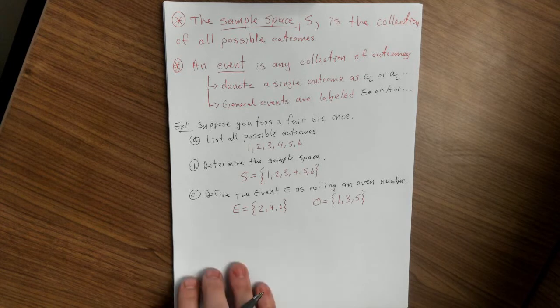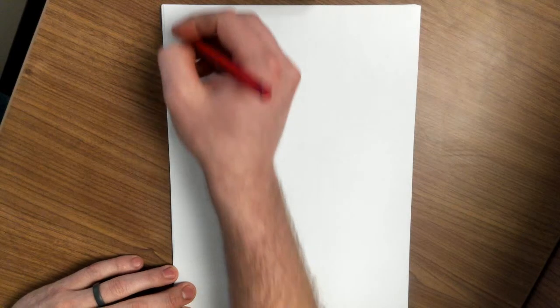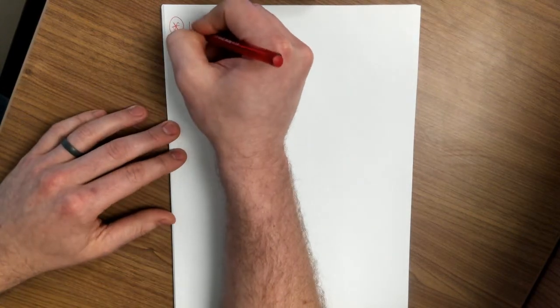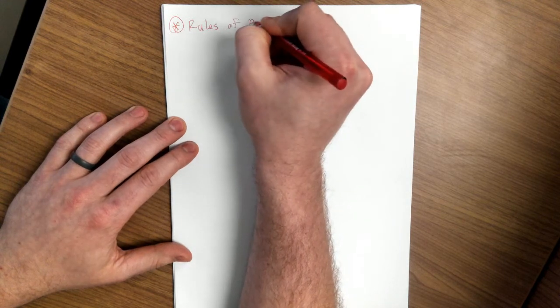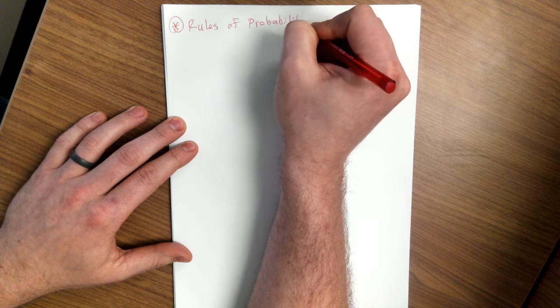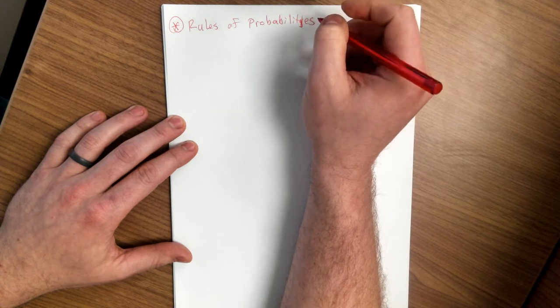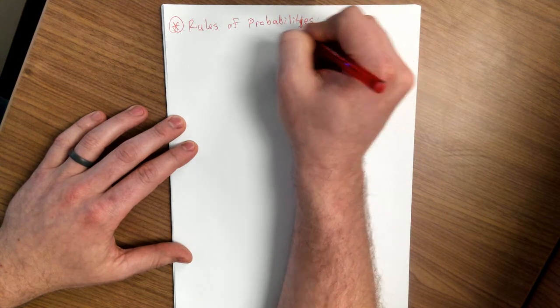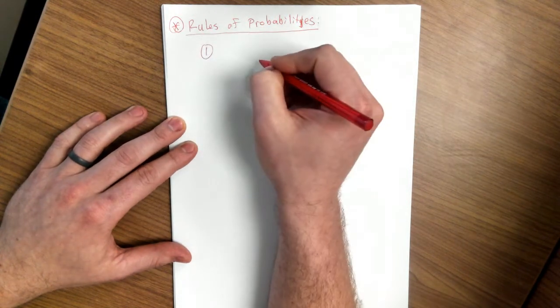Alright, we'll come back to this in a second. We're going to do an example of finding some probabilities. First, we need to talk about the rules of probabilities. These are important to know, and we will be using these throughout the semester.